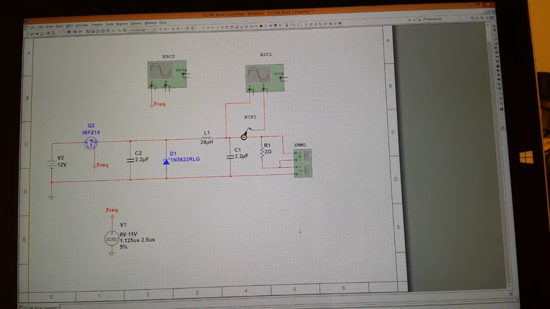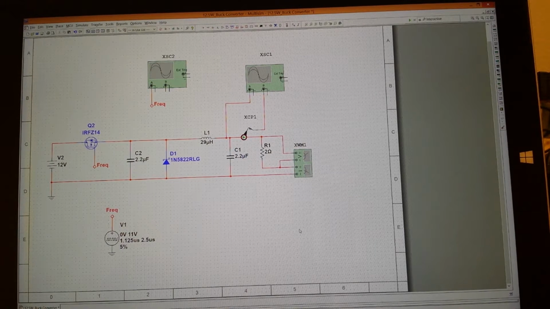First, what I have here is my schematic, and what this schematic is, it's a 12 watt 5 volt buck converter. What this circuit does is it takes 12 volts, it bucks the voltage down to 5 volts, delivering 2.5 amps to the 2 ohm load resistor.